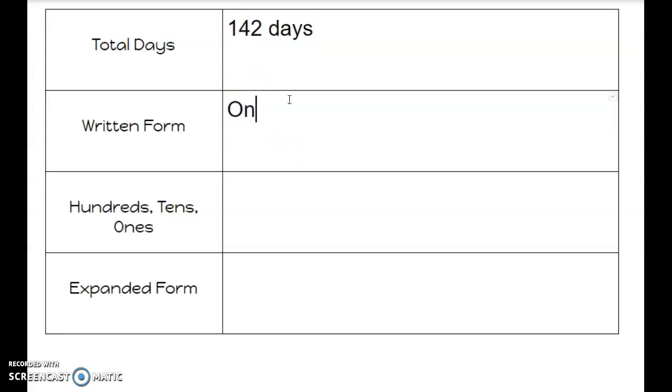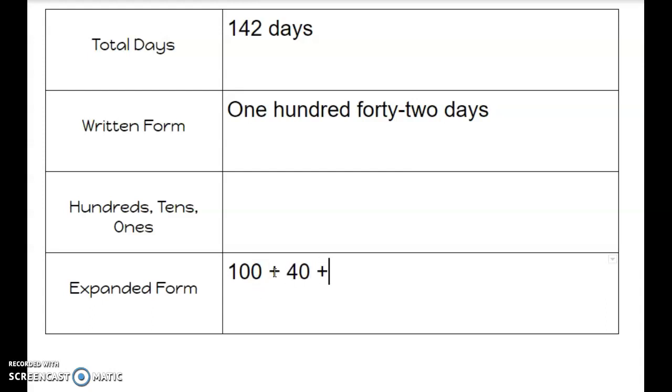Written form. 100. Can't spell today. 142 days. How many hundreds, how many tens, and how many ones? That is going to be our question for today. How many hundreds, tens, and ones are in the number 142? So I will leave that blank for you to fill in. And expanded form. There is 100. How many tens? 4. So that equals 40 plus 2, because there's 2 ones, and that equals 142.